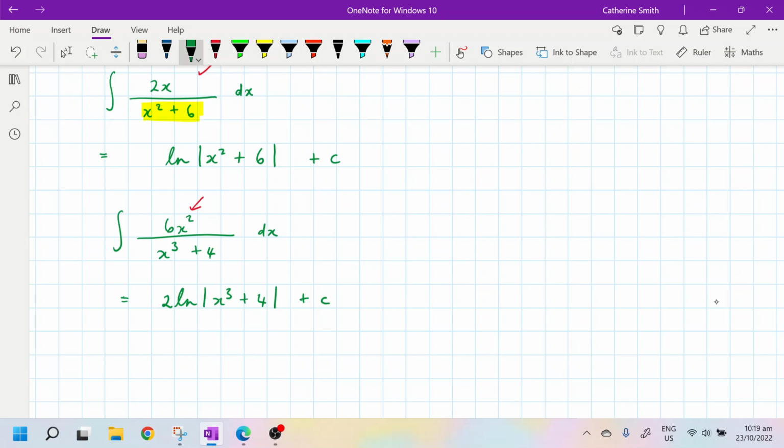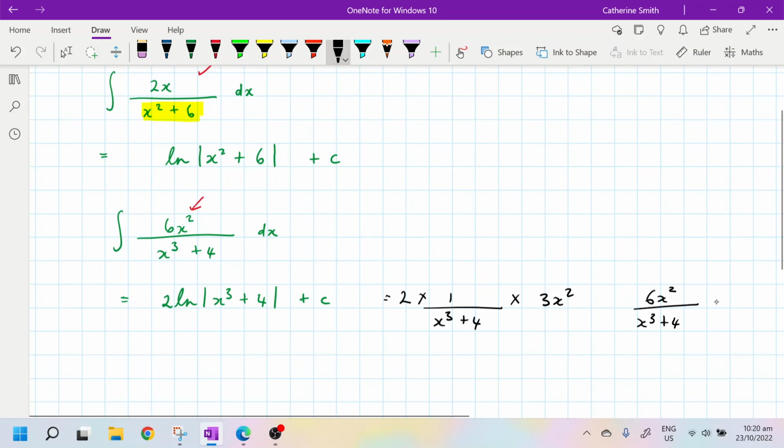Just do a check on the side to make sure you've done it correctly. So it would be 1 over, when we differentiate back, x cubed plus 4, times the differentiation of that number, which is 3x squared, and then of course we've got the times 2 which we had at the beginning. All of that gives us our 6x squared all over x cubed plus 4. Right, so that's how you do those ones.